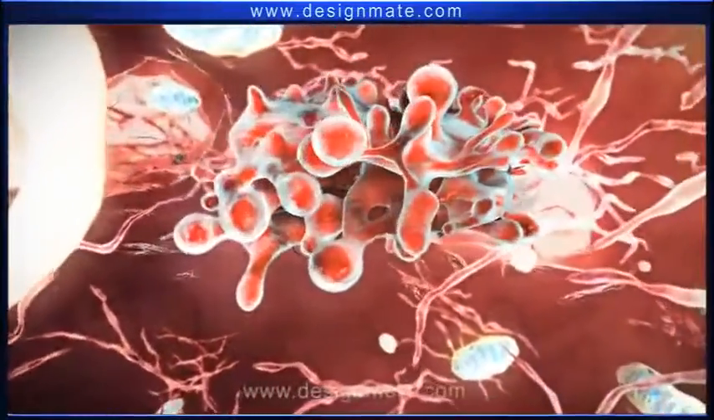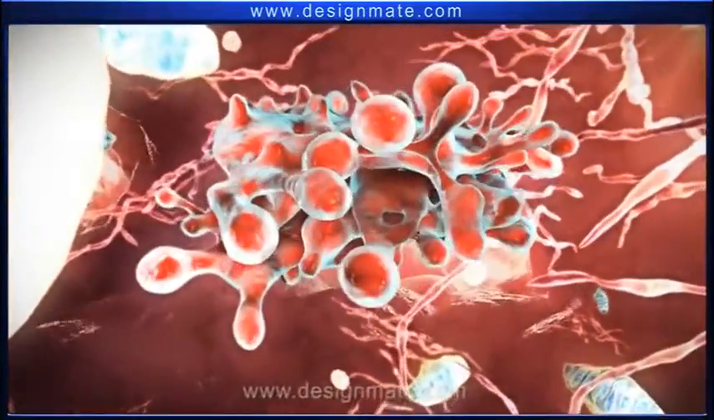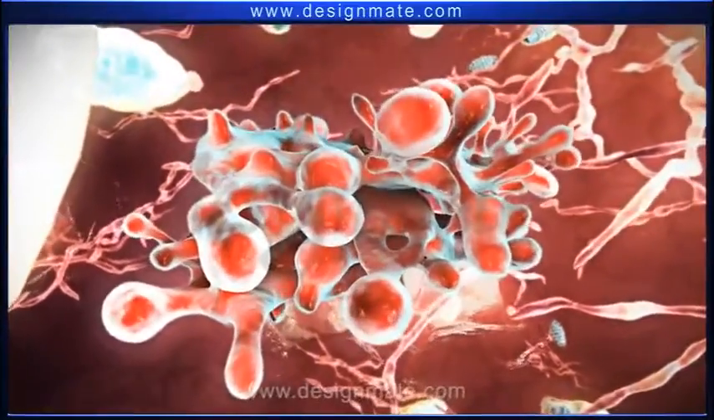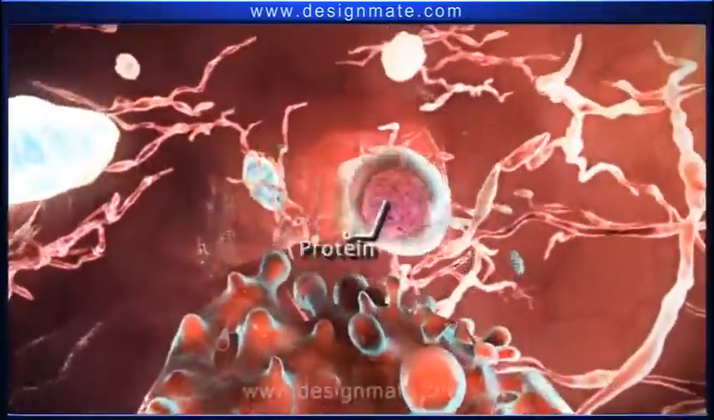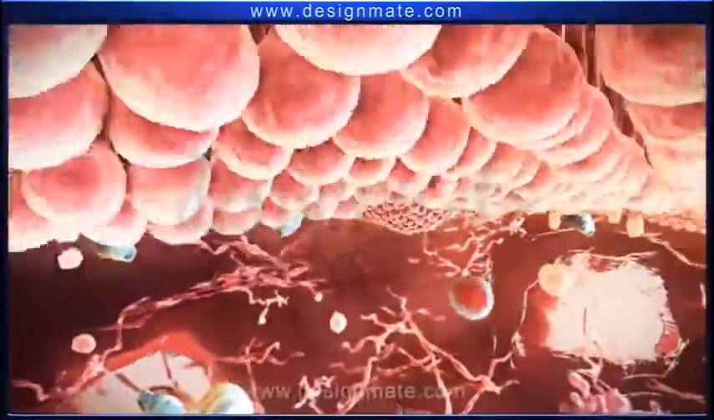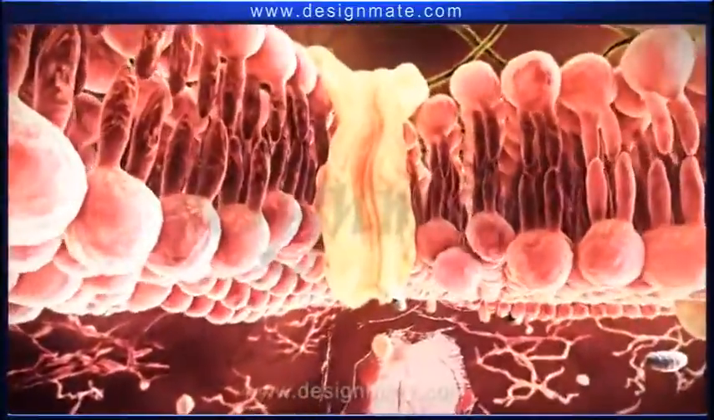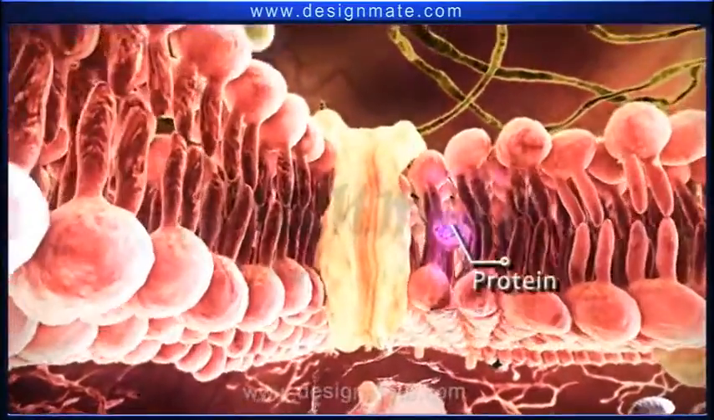And when a molecule is needed elsewhere, the Golgi Body distributes the material to other parts of the cell. When required, they also transport proteins outside the cell.